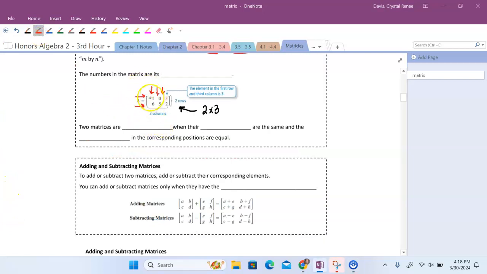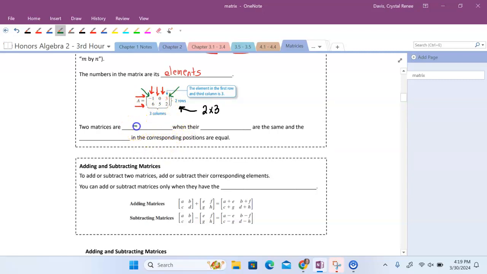All right, so the numbers in the matrix, so in here you can see 1, 2, 3, 4, 5, 6 numbers. These are all called elements. Like we would say, this is the element in row 1, column 1. This is the element in row 1, column 3, and so on and so forth. Each one of these is seen as an individual, and they are all called elements.